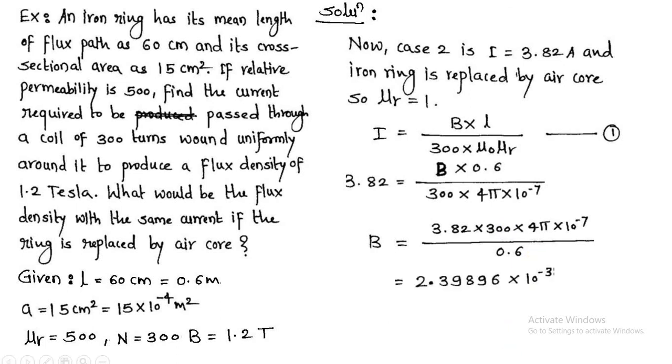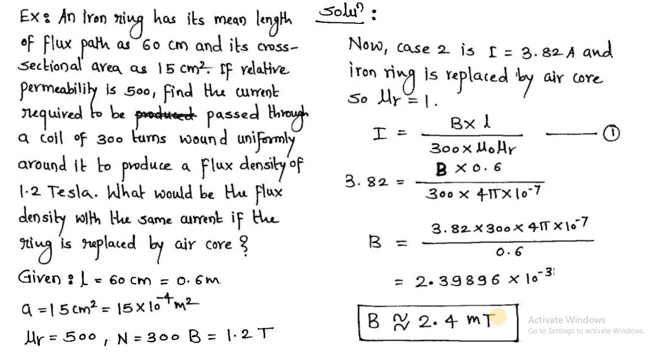So the B is coming 2.39896 into 10 raised to minus 3. Now here it is coming into 10 raised to minus 3. Okay. So if it is into 10 raised to minus 3, if I want to remove it, then what will I write? I'll write milli Tesla. So B is approximately equal to 2.4, and as it is 10 raised to minus 3, I'll say it is milli Tesla, or I'll say it is milli Weber per meter square. Milli Weber per meter square or milli Tesla.